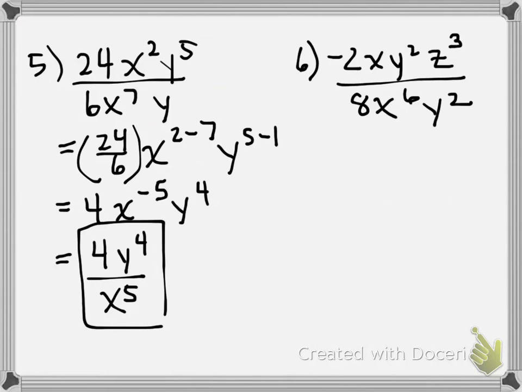All right, let's see how you did. So we'll break it down. We have -2 over 8. We have 1x on the top minus 6 from the bottom. I'm going to run myself out of room. Y squared minus y squared, and then z. All right, here's what I'm going to do. Let's try that again.